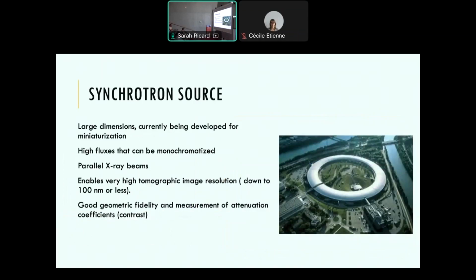It offers very nice properties that we are going to exploit. The first one is the flux. We are 10 to the 6, 10 to the 7 times brighter than the X-ray source in the hospital.